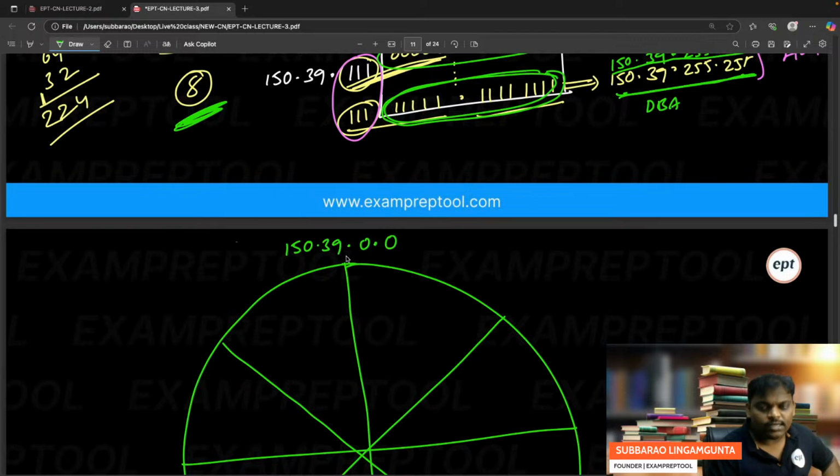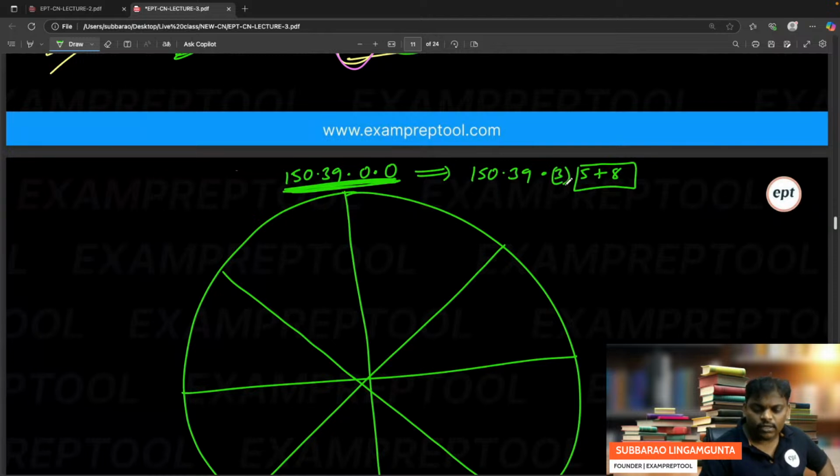This is called the actual network ID. See, there is no subnetting till now. It is a network ID. As of now, this is one network. This one you want to divide into subnets. See, 150.39: you want to divide this into 8 subnets. So 3 bits will be for subnet, and 5 bits plus 8 bits are for host purpose.